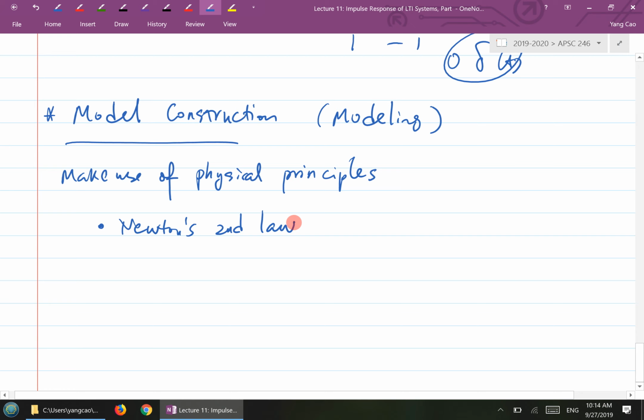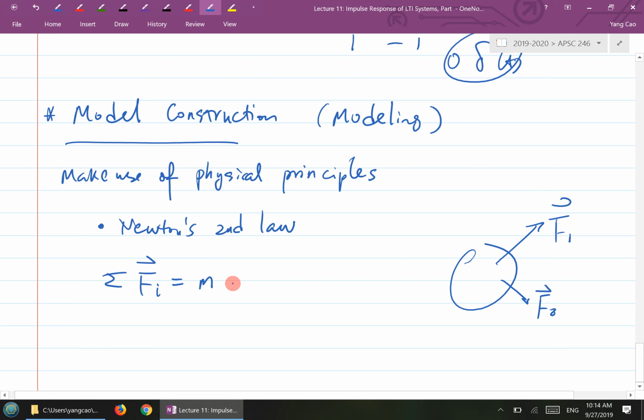Newton's second law basically says if you have a mass, a point mass, and a whole bunch of forces applied to this mass, then when you add these forces together, the total force should equal the mass times the acceleration, right? So that's Newton's second law.